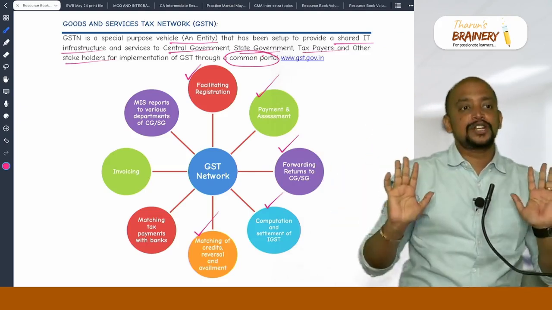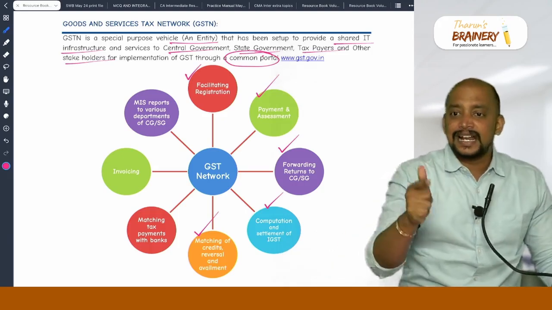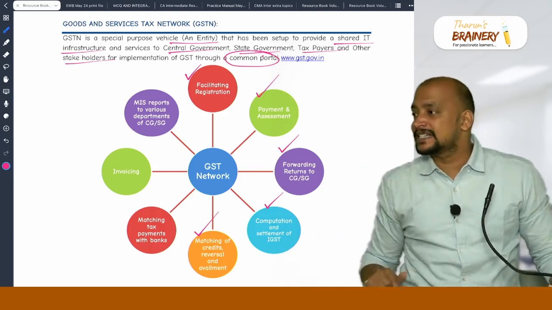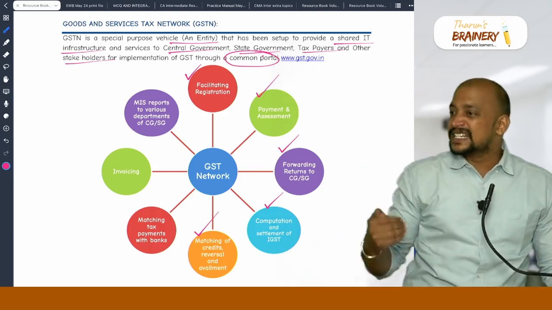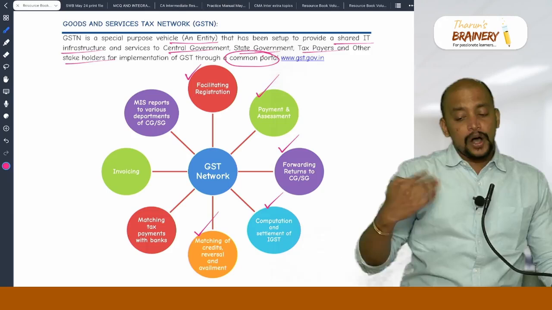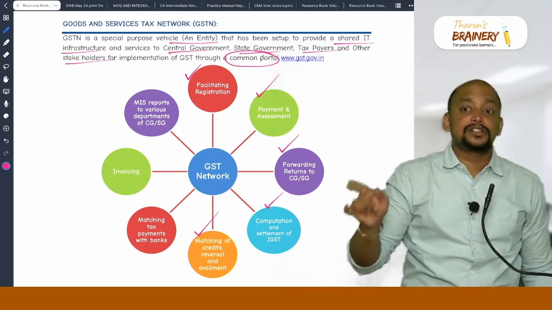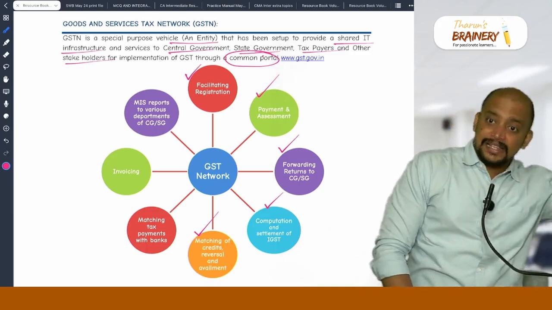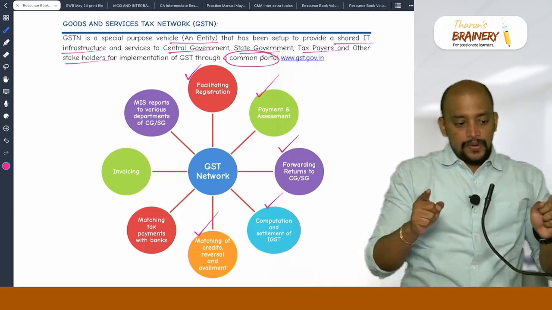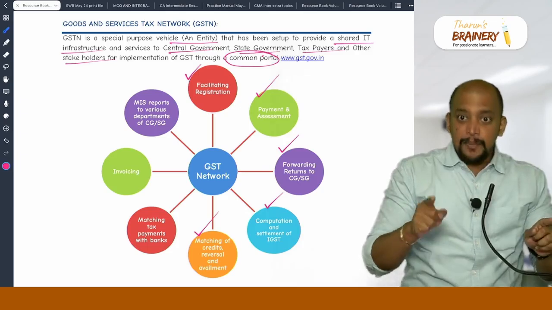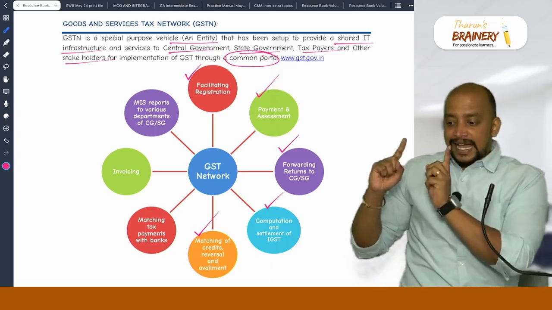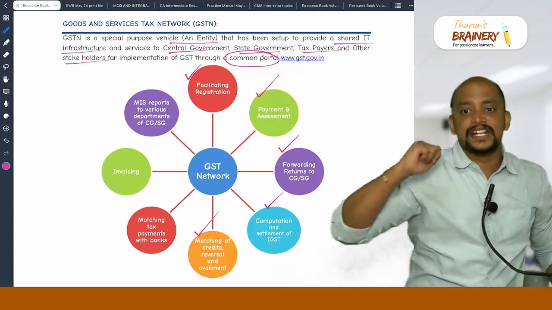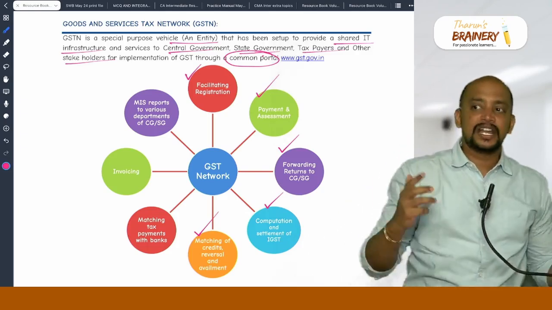Okay. So what is called matched ITC? That ITC reflected in GSTR2B. So what is matched ITC? Come on. That ITC which is reflected in GSTR2B. How will it be reflected in GSTR2B? Based on GSTR1 of your suppliers. Okay. Now, why will there be a mismatch between the ITC as per your books versus the ITC as per GSTR2B? Can you tell me?